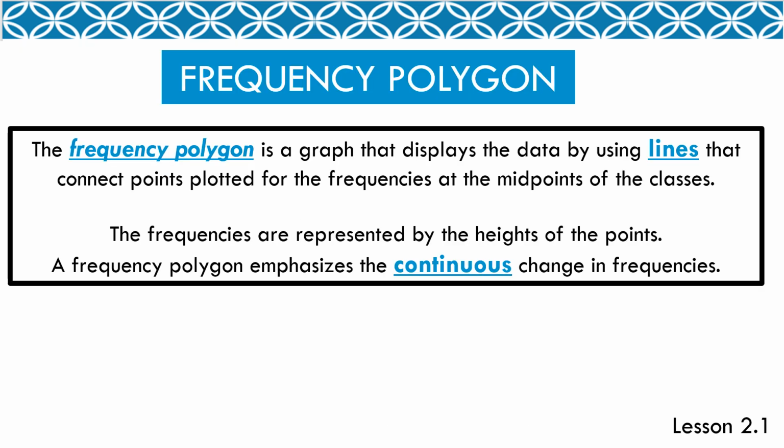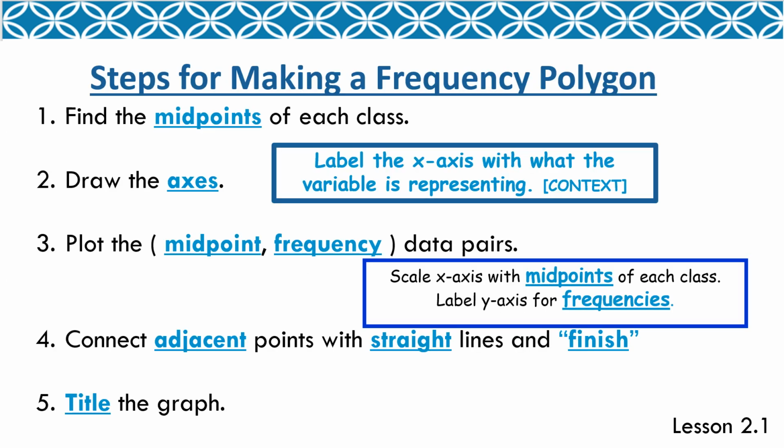Frequency polygons, a graph that displays the data by using lines that connect points plotted for the frequencies at the midpoints of the classes. Very important. It's the midpoints. Frequencies are represented by the heights of the points. Frequency polygon emphasizes the continuous change in frequencies. Here's our steps. We need the midpoints for each class. We are going to use that to scale our x-axis, but when we label our x-axis, we need to use the context of the situation. We're going to be plotting ordered pairs. The midpoint for our x value, or our horizontal axis, and frequency, which is the y value, our vertical axis.